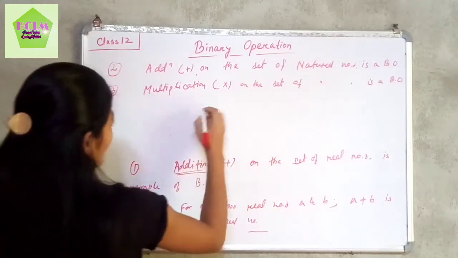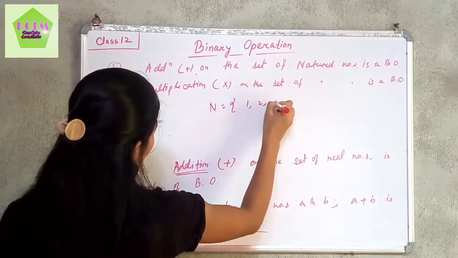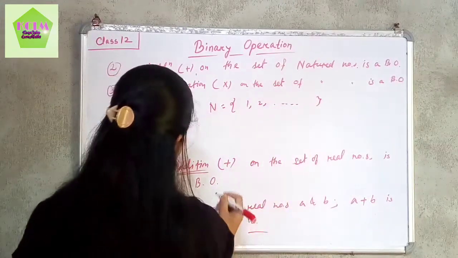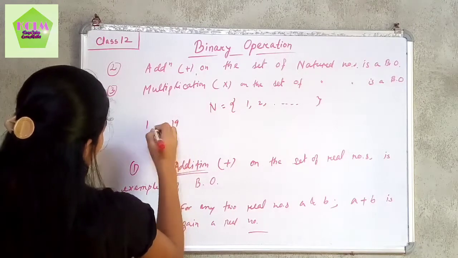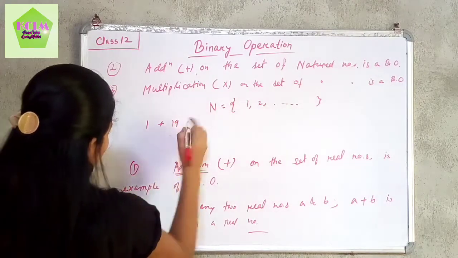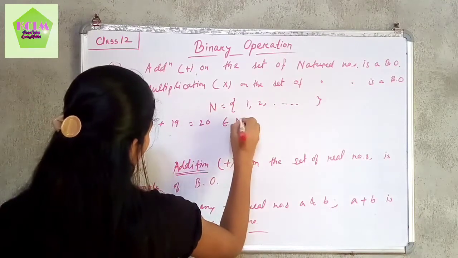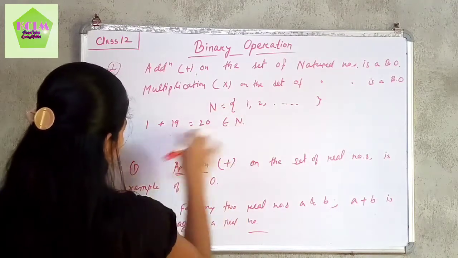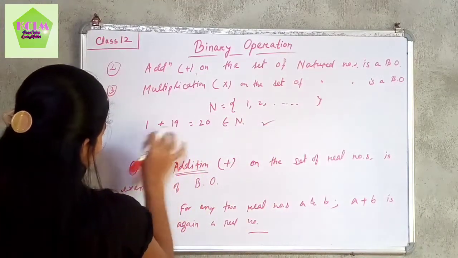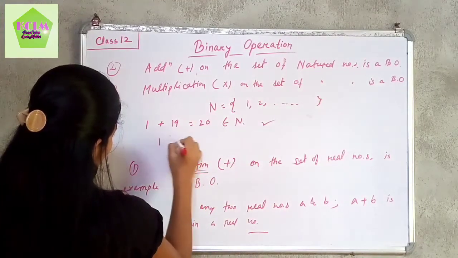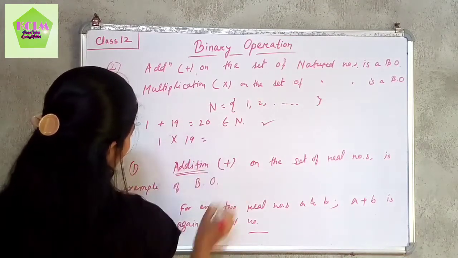How? We all know the set of natural numbers starts from 1, 2, up to infinity. If we take two elements, suppose 1 and 19, and add these two numbers, we will get 20. And 20 is again a natural number. Therefore, addition on the set of natural numbers is a binary operation. Similarly, if we take the same elements 1 and 19, and multiply both, then we will get 19.